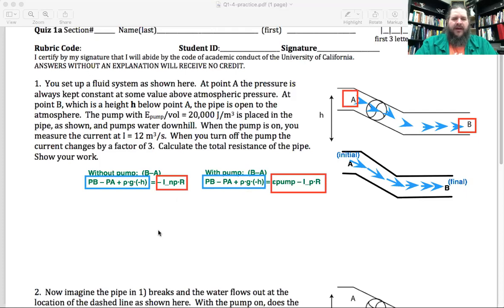So we can write this as negative I with no pump times resistance equals the energy density of the pump minus current with the pump times resistance. Any questions on that so far?